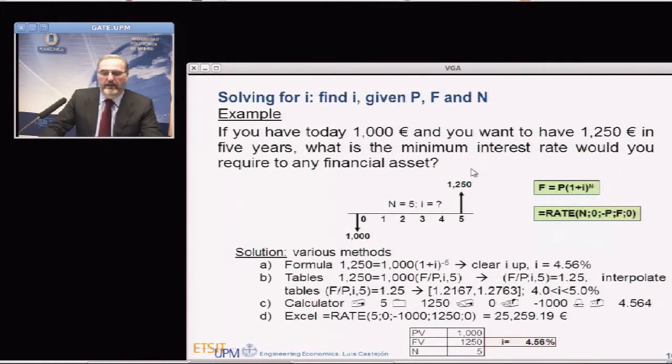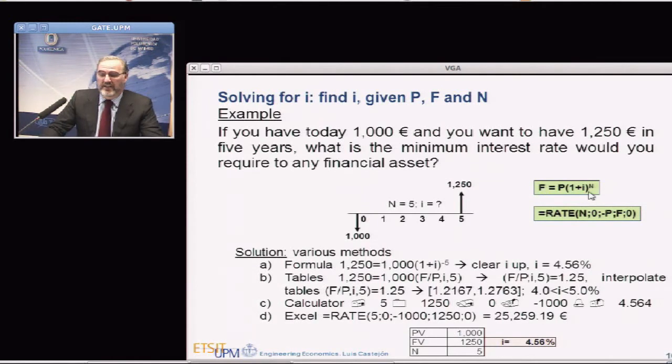Okay. Another problem we can solve with single payments, as I have announced, is solving for i. I want to know the interest rate given present and future values and n. For example, if you have today 1,000 euros and you want to have 1,250 euros in 5 years, what is the minimum interest rate you will require from any financial asset? You know the present value, 1,000, the future value you want, 1,250 euros, and the term, 5 years. What is the interest rate? You can solve this equation, clear up i, and then calculate this i.